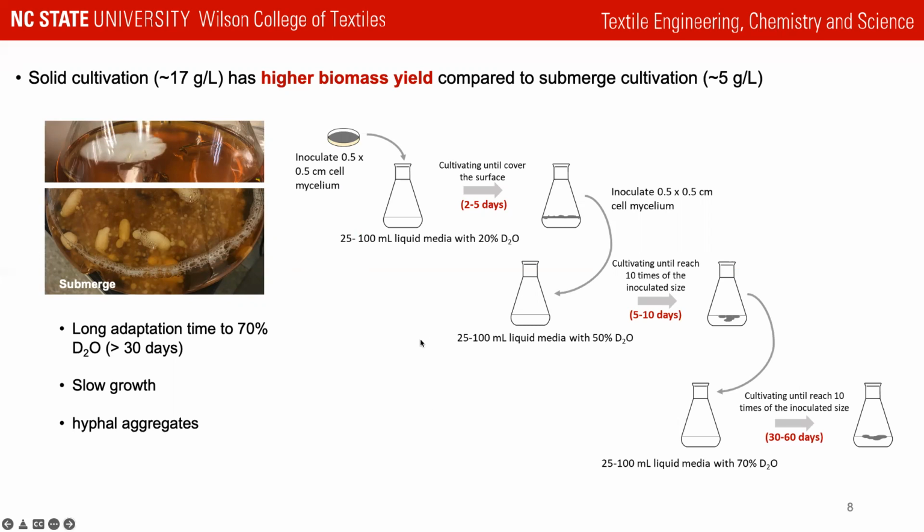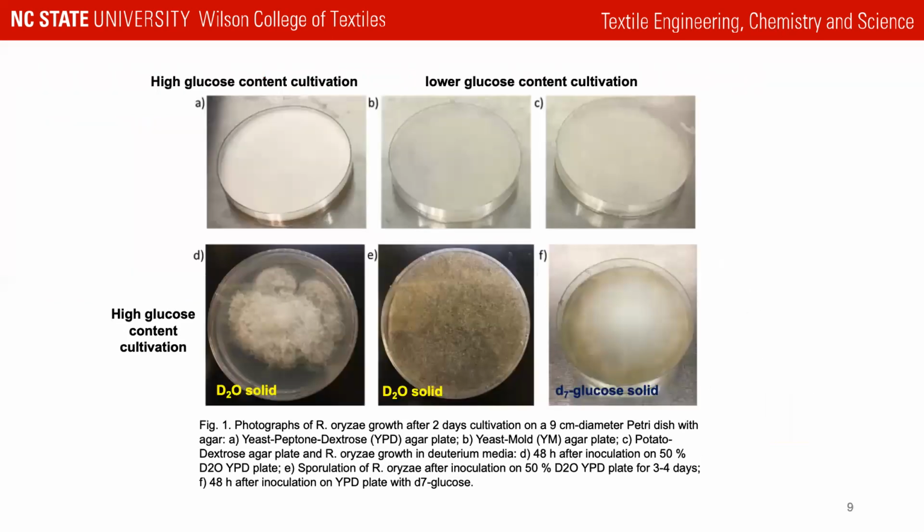In addition, in submerged culture, the filamentous fungus can grow into spherical pellets, and this will inhibit some substrate and product transport and lead to local toxicity and growth issues, which will further drop the biomass yield in the cultivation. Most importantly, the biomass yield with solid cultivation is higher compared to liquid media with the same amount of carbon source, for example, glucose. When cultivating Rhizopus on agar plates with D2O from 20% to 70%, adaptation was not a requirement.